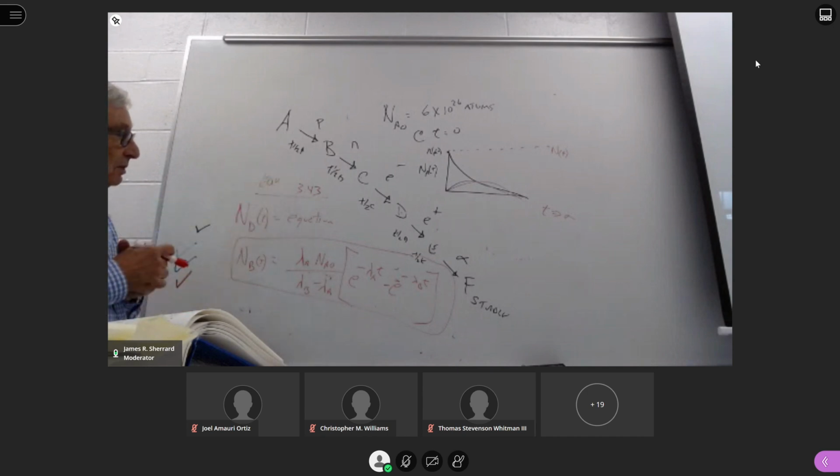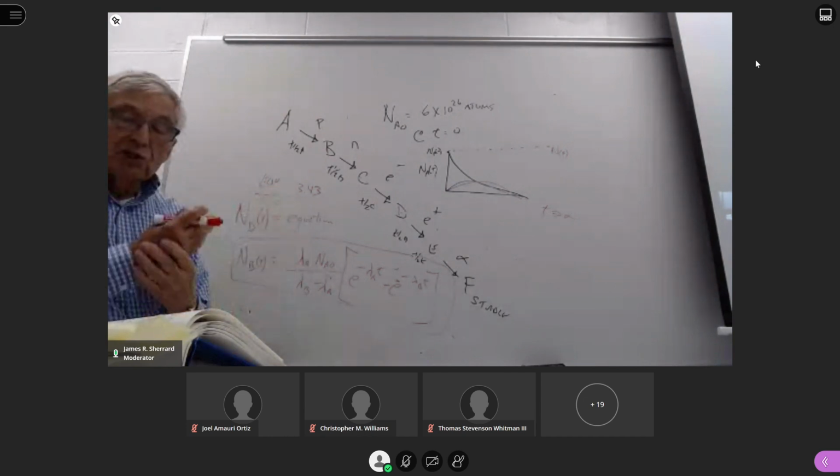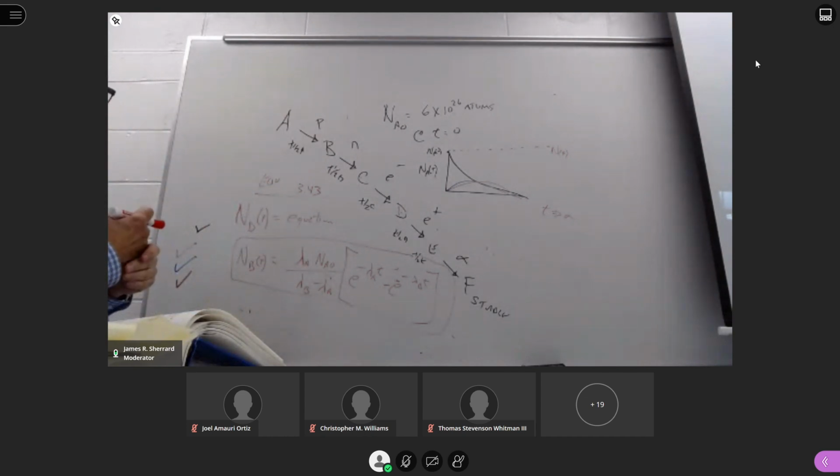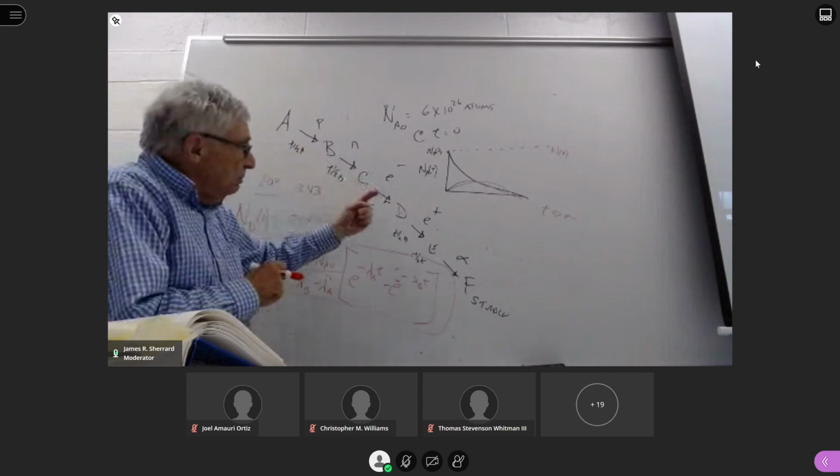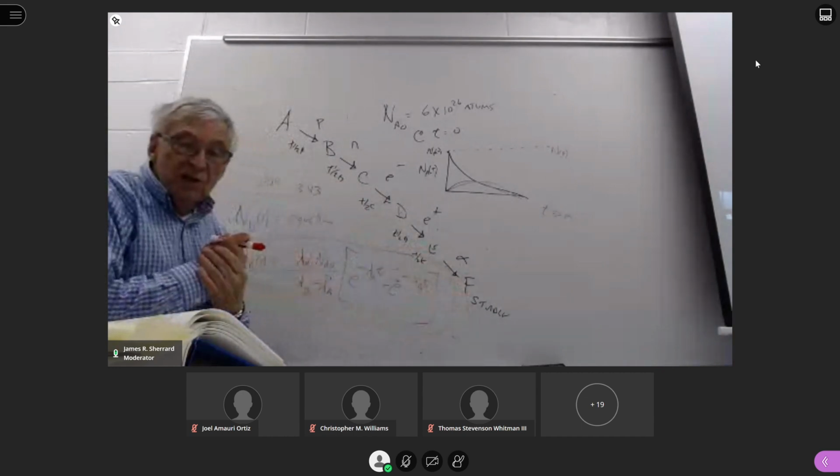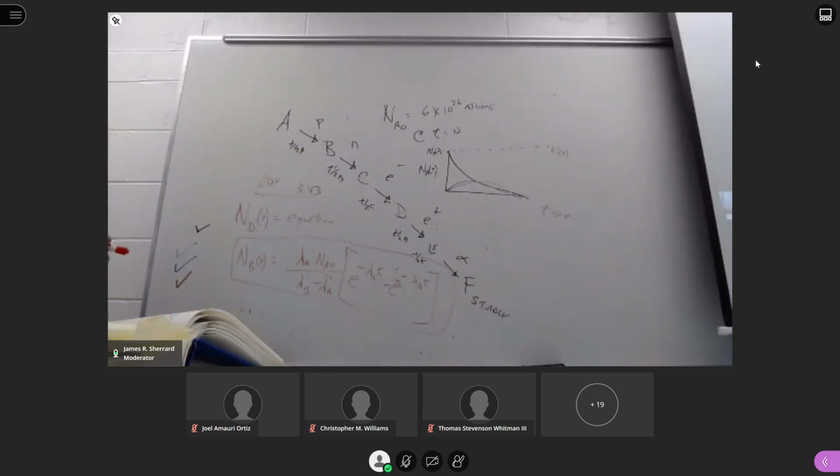manipulating this equation. This equation is just a shorthand for how you find the number of atoms of any particular isotope in the decay chain. And again, if you decide to do that, that's extra credit. I'll ask you to turn that in on Wednesday.